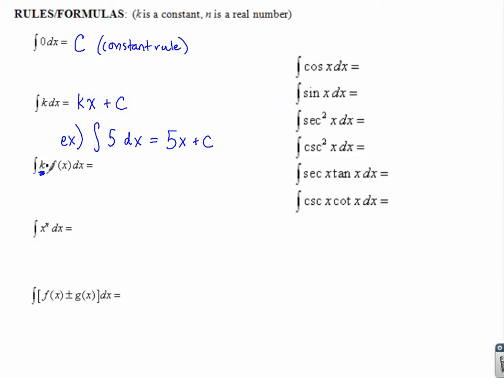If I'm multiplying a constant times a function, that works just the same as when I take a derivative. Pull out the constant, multiple, and then do the antiderivative of the function with respect to x.